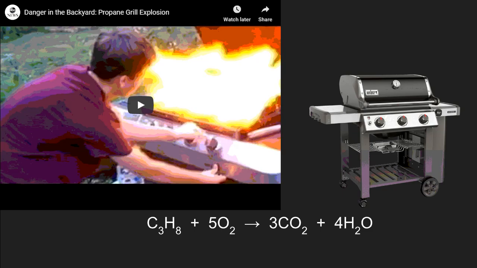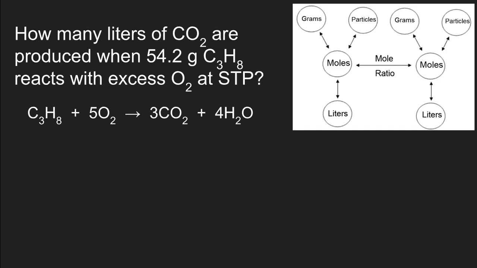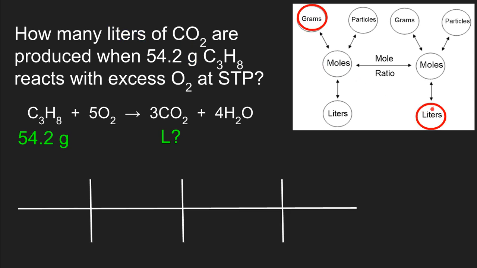We're going to talk about the combustion of propane, which is from a gas grill. We don't have time to watch this video right now. It's more of a news program on safety anyway. So let's take a look at this. It says, how many liters of CO2 are produced when 54.2 grams of propane reacts with excess O2 at STP? Let me show you what this means. I highlighted this. I want to know how many liters from grams.